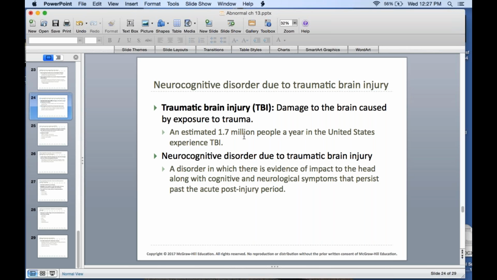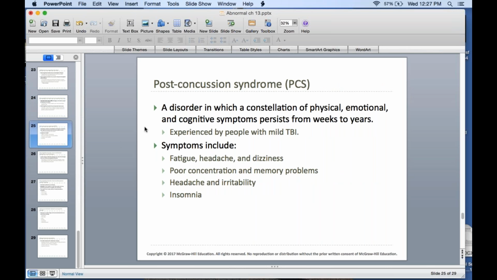This is a disorder where there's evidence of an impact to the head, along with cognitive and neurological symptoms that persist past the acute post-injury period. Sometimes when you have an injury, you have issues right away, but then that goes away. This is if somebody has issues that aren't going away. All right, we have something called post-concussion syndrome.